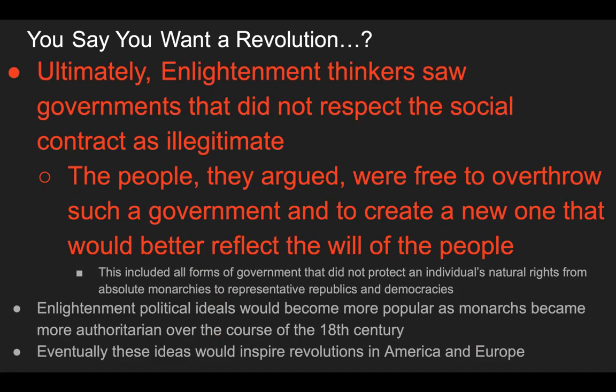Ultimately, Enlightenment thinkers saw governments that did not respect the social contract as illegitimate. The people, they argued, were free to overthrow such a government and to create a new one that would better reflect the will of the people. This includes all forms of governments that did not protect an individual's natural rights, from absolute monarchies to representative republics and democracies. Enlightenment political ideas would become more popular as monarchs became more authoritarian over the course of the 18th century. Eventually, these ideas would inspire revolutions in America and Europe. That's right there. This statement. If you're not protecting our natural rights, we have the right to overthrow your government.